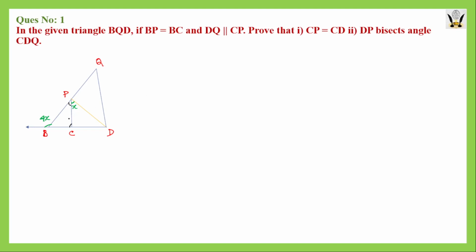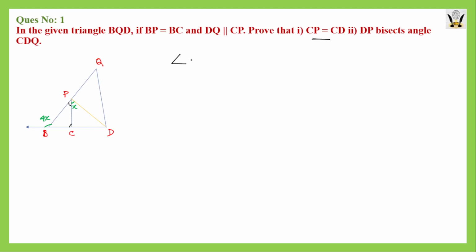And the third condition which is given is that CPD, this angle, has been marked as x, and this exterior angle to this triangle has been marked as 4x. That means this angle is 4 times this internal angle CPD. Now we have to prove the first thing: CP is equal to CD. CP means this side is equal to this side. That means this triangle CPD will be an isosceles triangle, and also DP bisects angle CDQ. So this is DP and this is our angle CDQ.